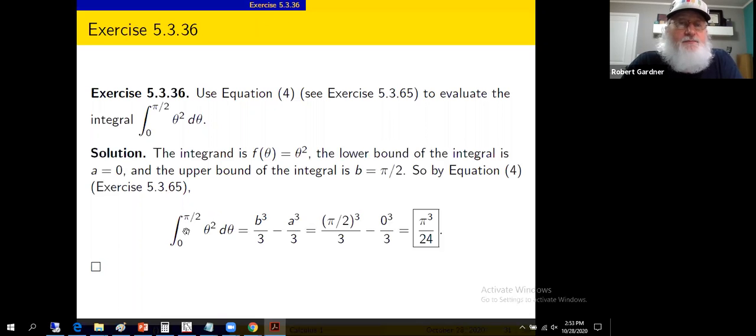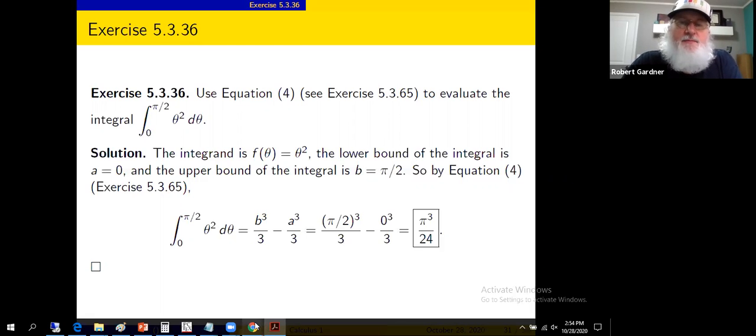Plugging in, a equals 0, b equals pi halves, produces pi halves cubed over 3 minus 0 cubed over 3, pi halves and 0 plugged in. So that gives us pi cubed over 8 times 3, pi cubed over 24, minus 0. So piece of cake once we have the little rule on how to evaluate these. So we don't need to go through that limit stuff for a squaring function anymore.